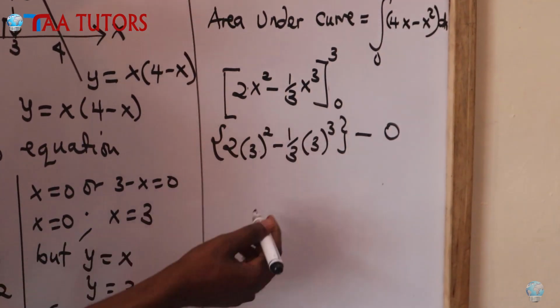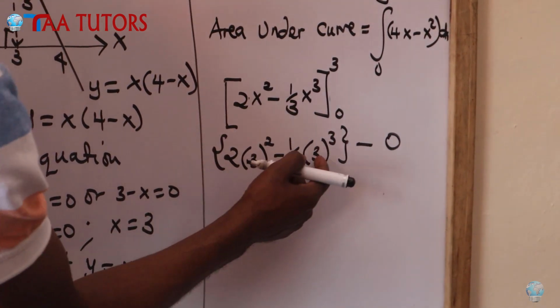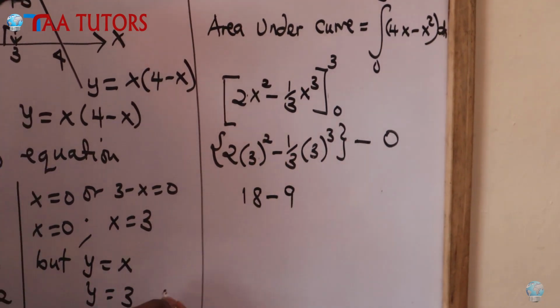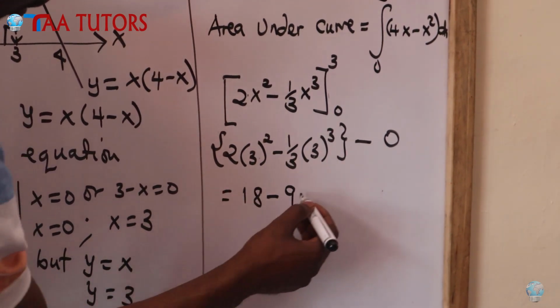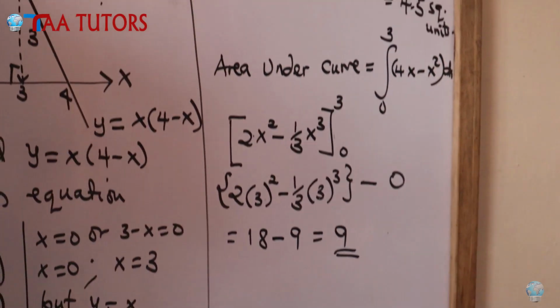So this one times that is 9. 9 times 2 is 18. Minus, this is 3 cubed is 27, divided by 3 is 9, so minus 9. So the answer here is 9. So it means the whole area under the curve is 9.